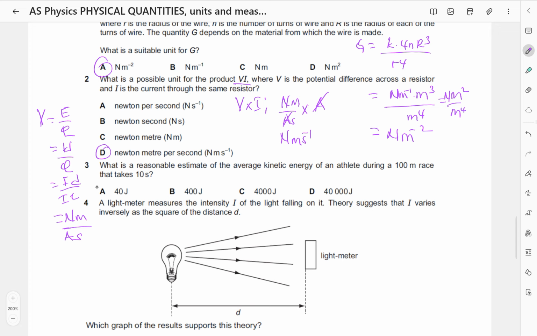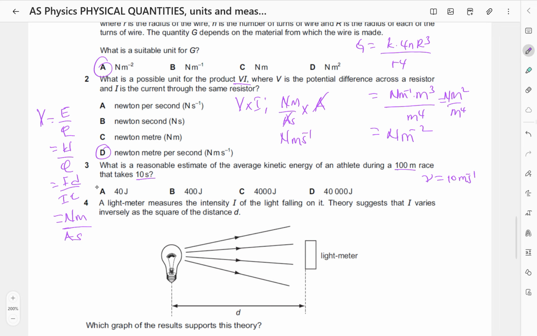What is a reasonable estimate of the average kinetic energy of an athlete during a 100-meter race that takes 10 seconds? It is a 100-meter race that takes 10 seconds. It means the speed is approximately, speed is distance over time, that is approximately 10 meters per second.